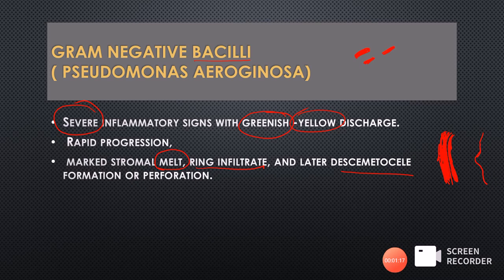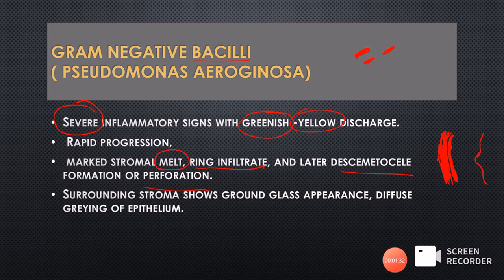Later on, this descemetocele can get ruptured whenever there is raised pressure within the eye because of coughing or straining in stools. That will lead to perforation. So such a dangerous organism is Pseudomonas aeruginosa. The surrounding stroma will show ground glass appearance with diffuse graying of the epithelium. The discharge will be very severe. It will be mucopurulent discharge, partly mucoid, partly purulent, and greenish yellow in color.